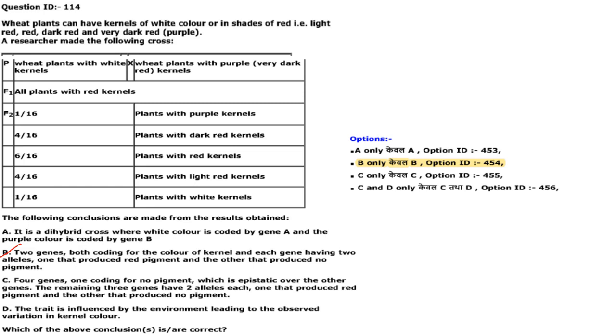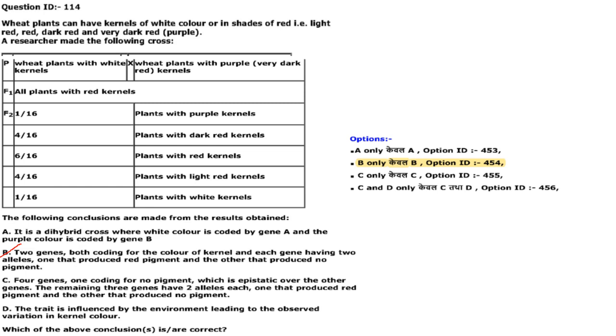If you see statement A, it is a dihybrid cross. Yes, of course it is a dihybrid cross, where white color is coded by A gene and the purple color is coded by B gene. Here both the genes, that is A and B, jointly give the color. So it is not that white color is coded by A gene and purple color is coded by B gene. So that is not the correct answer. 4 genes, one coding for no pigment. Only 2 genes are involved, not 4 genes. The trait is influenced by environment leading to the observed variation in the kernel color. That is also not correct.